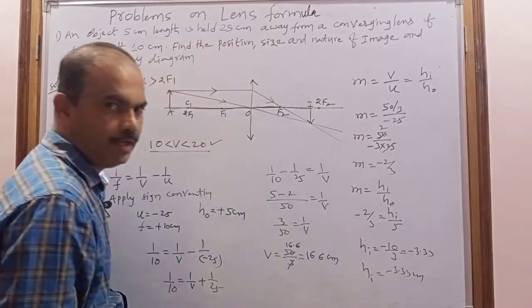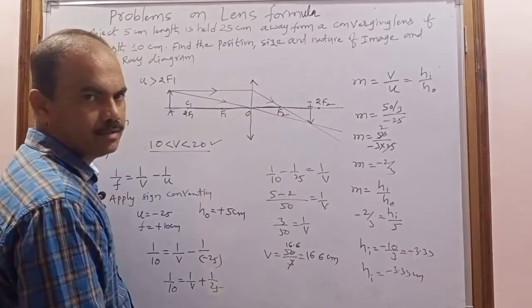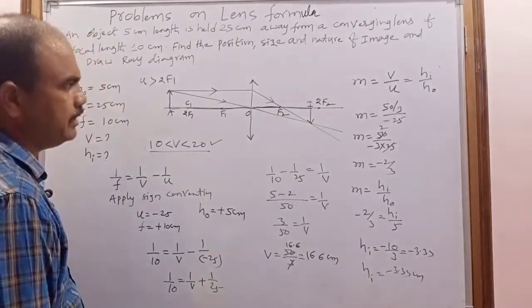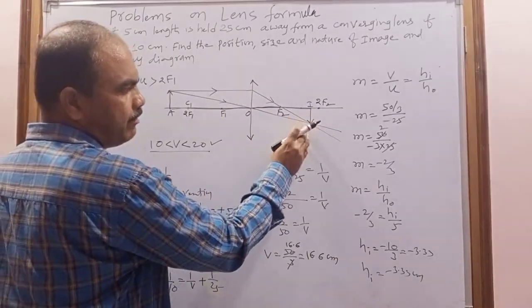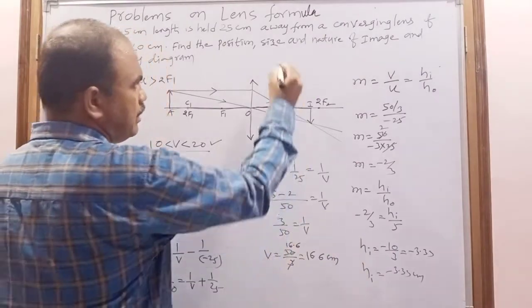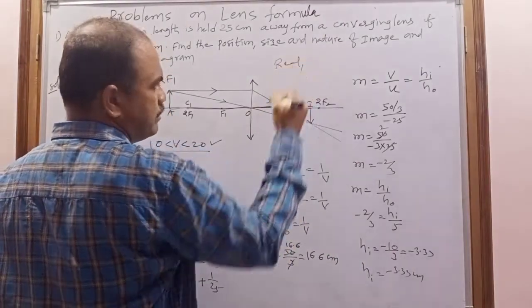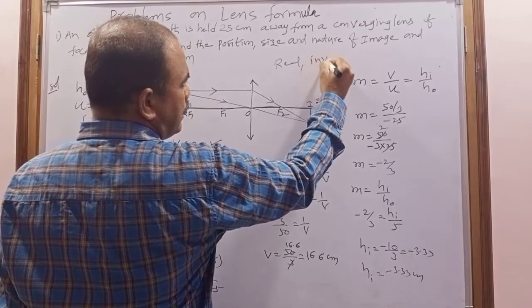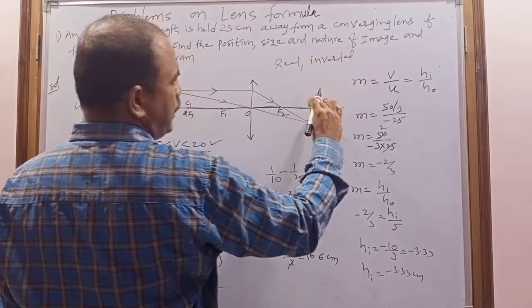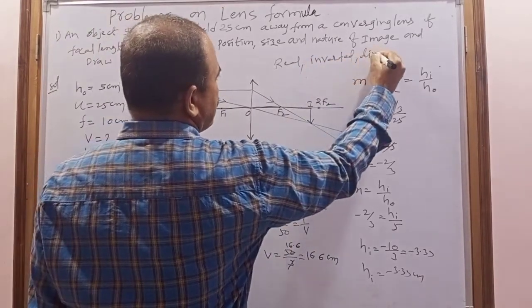So why are you getting minus? Minus means it is an inverted image. So what are the characteristics? It is real, inverted and diminished. It is the real image and it is inverted, and compared to the size it is diminished.